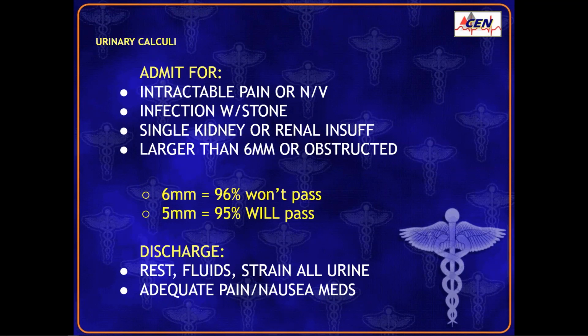So 6 millimeters or more is really where we make that decision, or at least the urologist, when we call them, hey, it's an 8 millimeter stone. Okay, it's bigger than 6, they got to stay. And of course, you're going to go home with pain meds, nausea medicines, and those urine strainers.